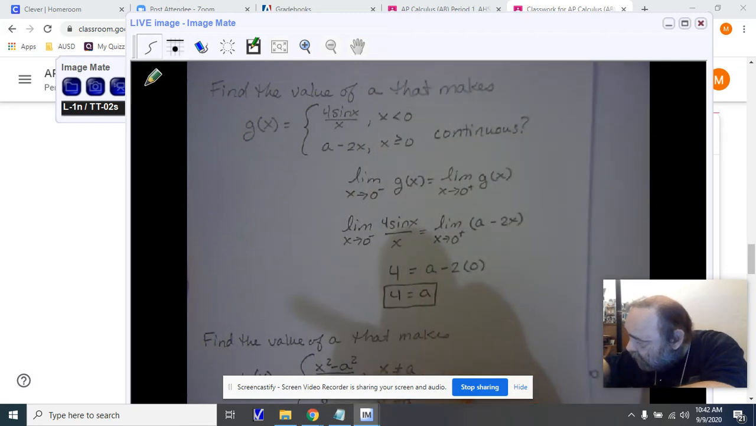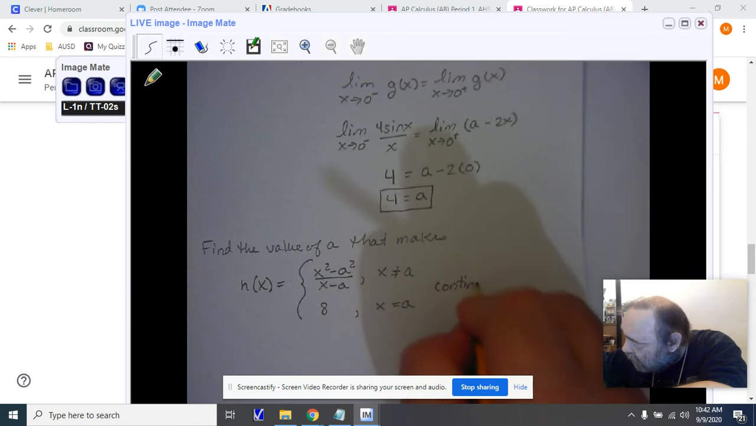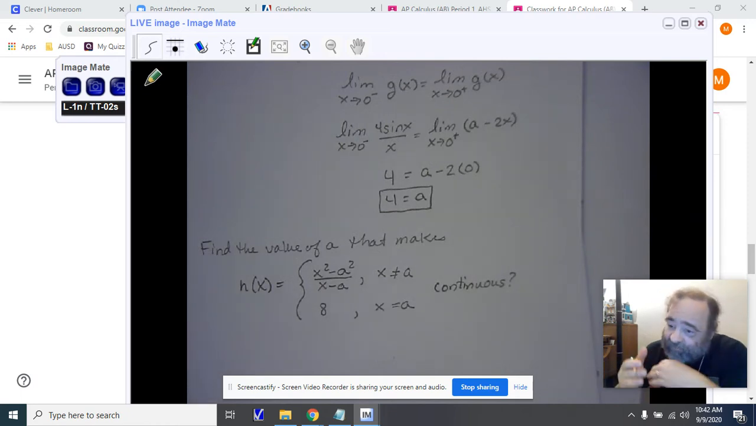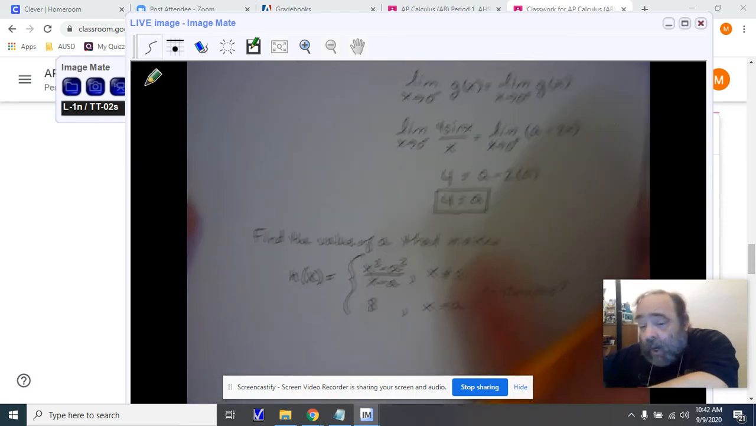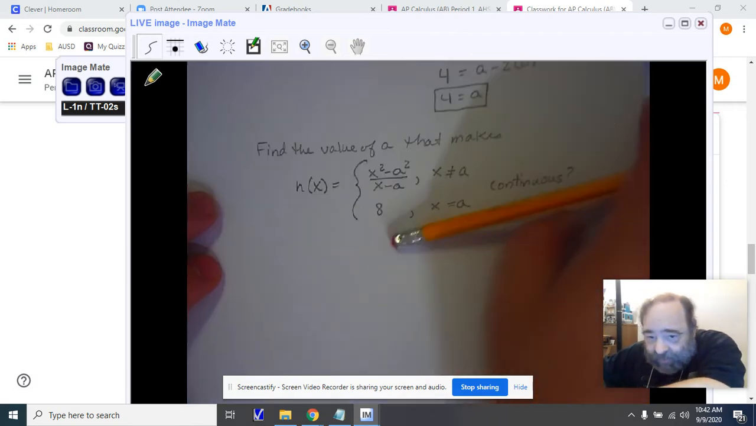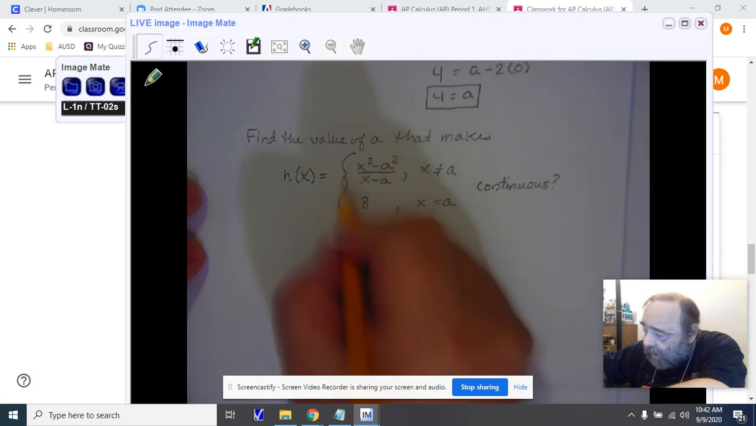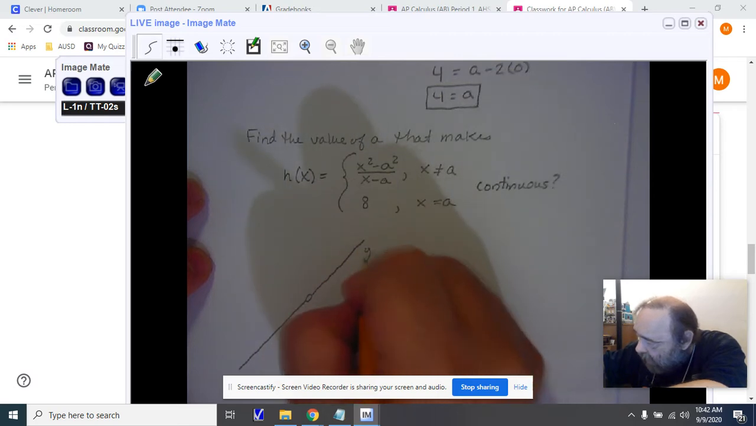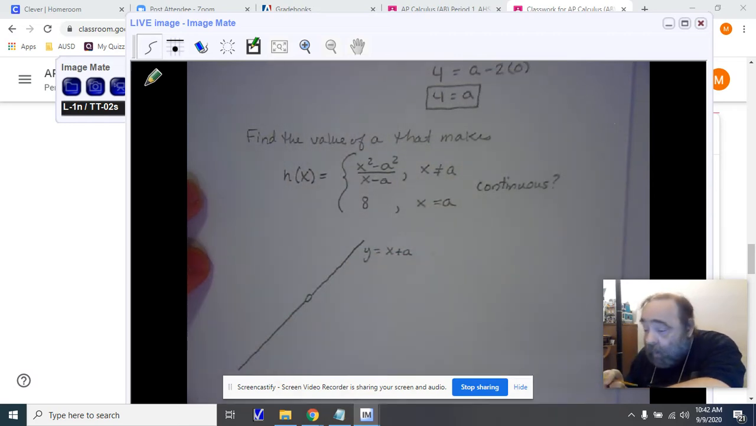Same thing is going to happen in the next one. In order to do this, we start with our first recognizable rule: the limit has to exist. Sometimes a graphic representation will help. We can draw a very reasonable graph of this. It's a line, y equals x plus a. We know that because when we factor the numerator, x squared minus a squared, we get x plus a times x minus a, and the x minus a's cancel. That's from pre-calculus last year, finding the location of a hole.